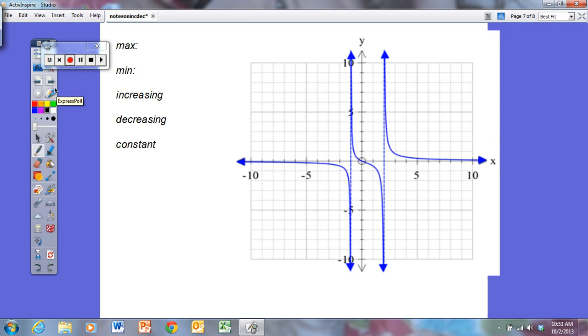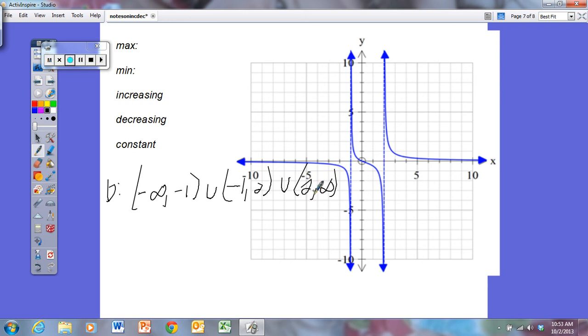Okay, I think this is our last one. Yeah, last one. Okay, the domain. The x's exist everywhere except this asymptote and this asymptote. So for the domain, we would say negative infinity to negative 1 union negative 1 to 2 union 2 to infinity. Because x can never equal negative 1 and x can never equal 2.